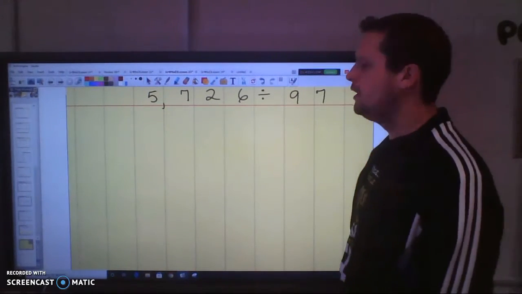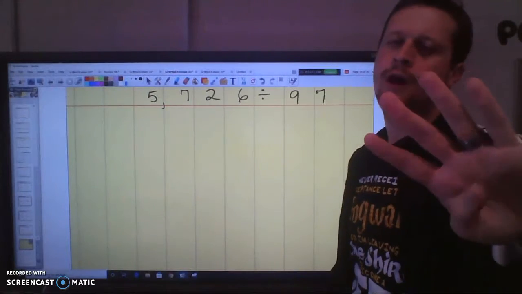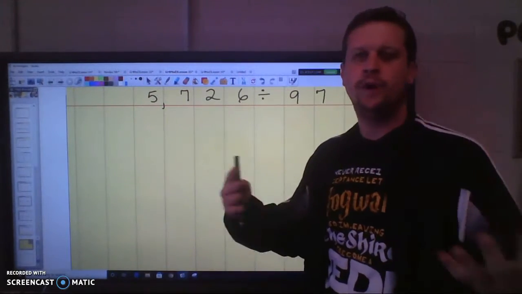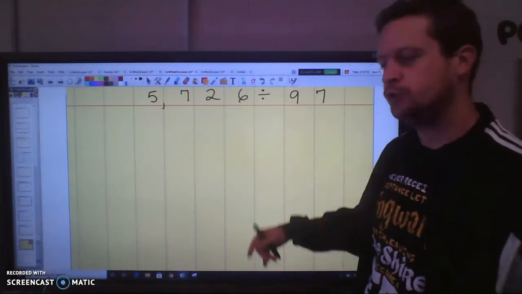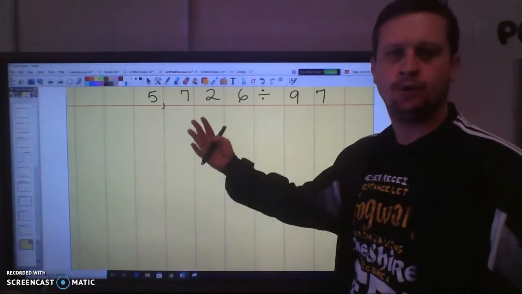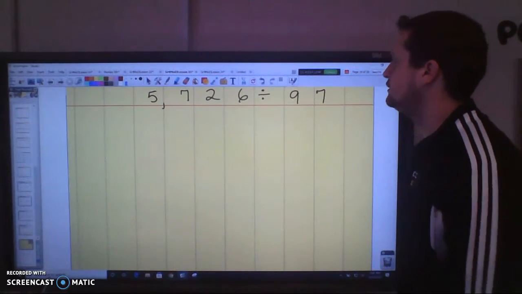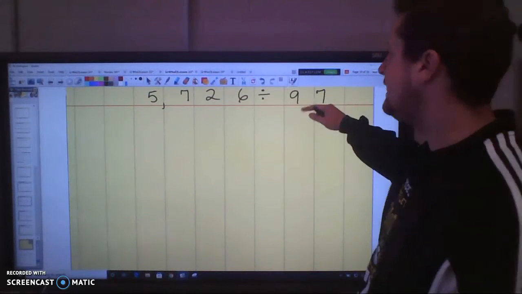All right, so if I've got 4 problems, I'm going to do one of each way, just kind of going back and forth. So the first one, I'm going to do rounding, and then the next one, we'll just do the multiples, and then rounding, and then multiples. All right, so here's our first one, 5,726 divided by 97.